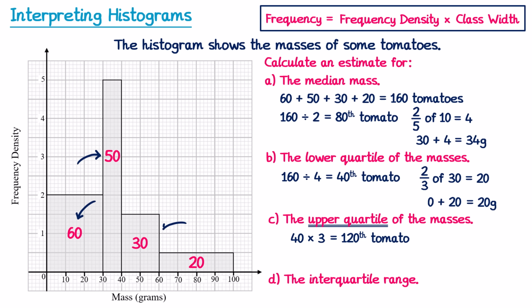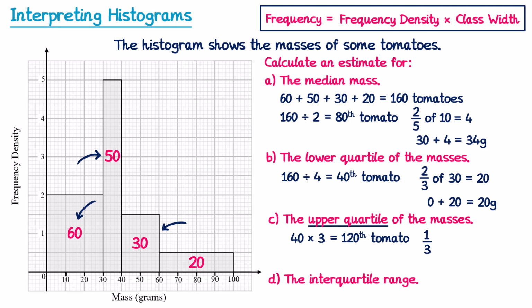The next bar has 30 in it. That would take me past 120, so I can be sure the 120th tomato will be in this bar. Now if there are 110 in the first 2 bars, I only need 10 more, so I only need 10 of those 30. So as a fraction, it's 10 over 30, which is 1/3 of that bar. Once again, I'll show you both approaches for this one.